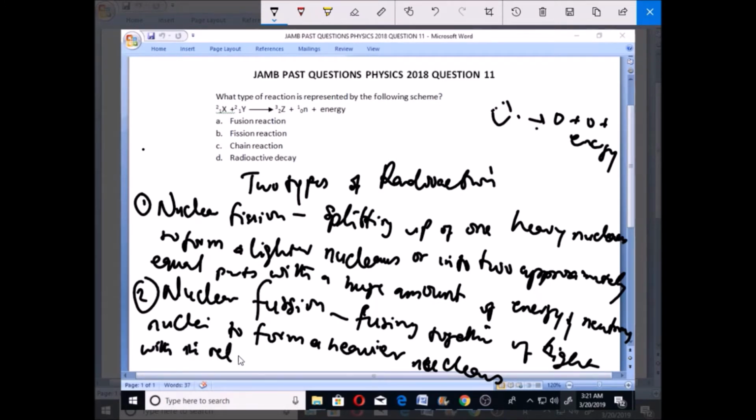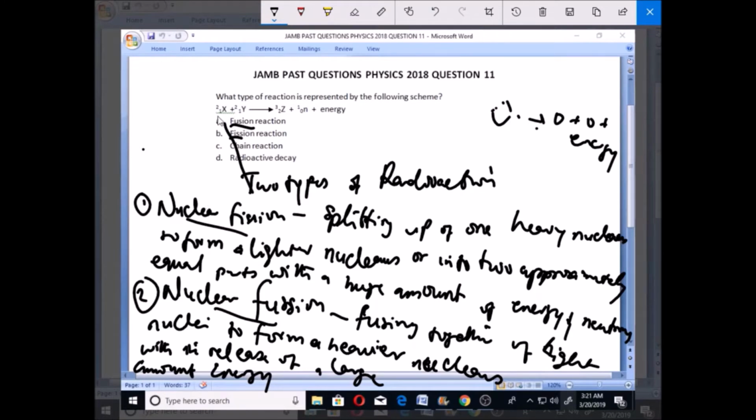And this also happens with the release of energy. So whenever there is radioactivity, there is always release of great amounts of energy. Very, very important. So we have nuclear fission or nuclear fusion. So here, when you see fusion reaction, it means nuclear fusion, and when you see fission reaction, it means nuclear fission. So which of these explains this?